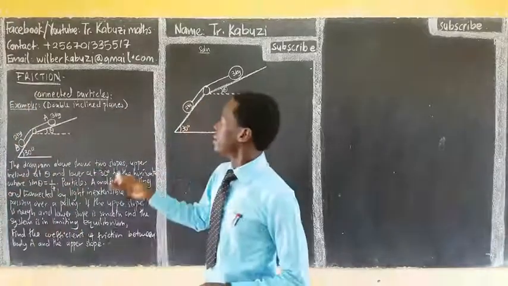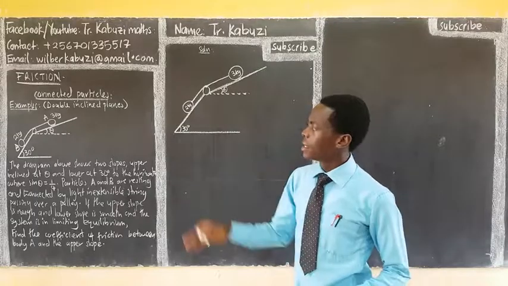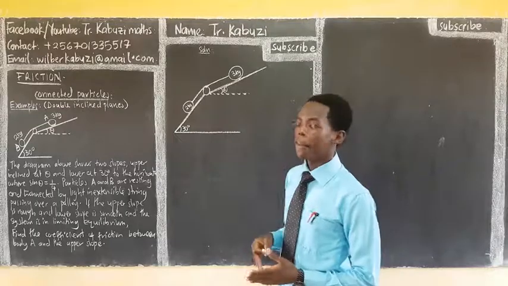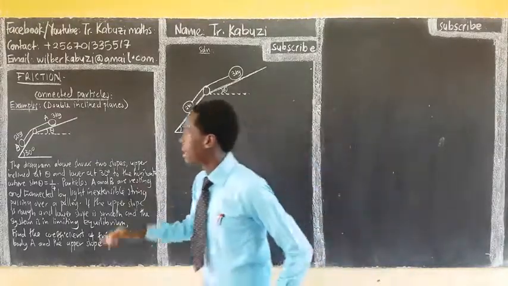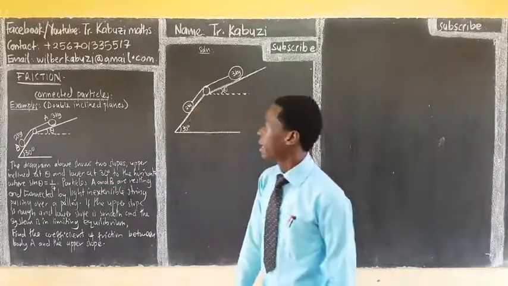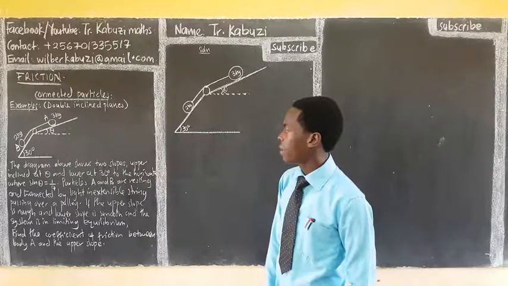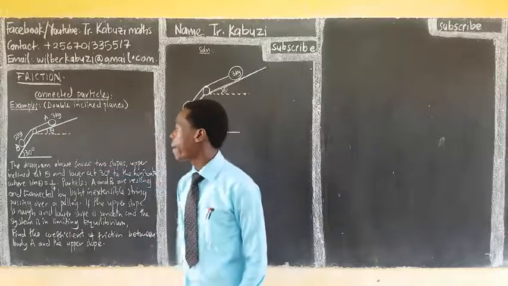We are still on connected particles with inclined planes. So we are going to consider where we have inclined planes, one above the other, but still inclined at a certain angle. So the diagram above, they are giving us this diagram here, shows two slopes, the upper inclined at theta and the lower at 5 degrees to the horizontal, where sine theta is equal to a quarter.